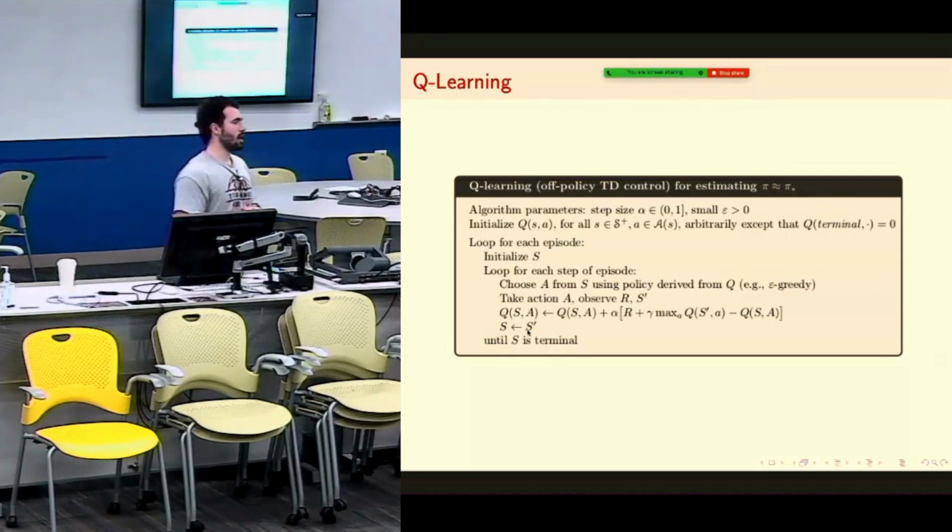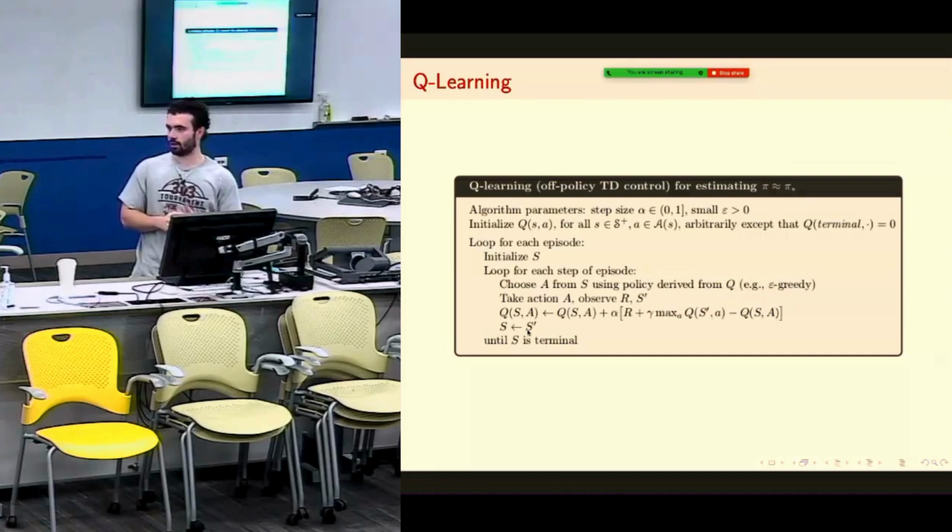So if you ever take CS, I want to say 383 here. Has anyone taken 383? I recommend it. It's a really good course. So if you look at CS 383, one of the problem sets is actually implementing this. So you all have a head start now.